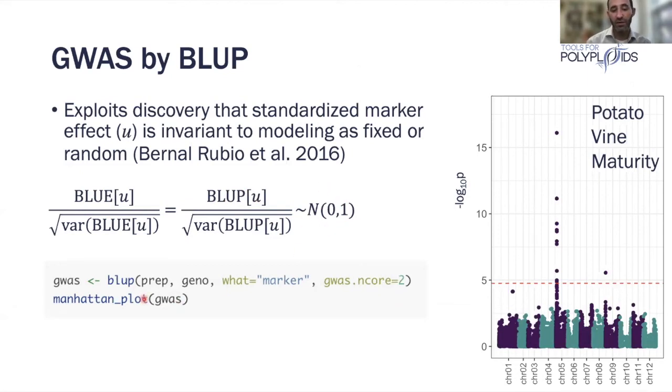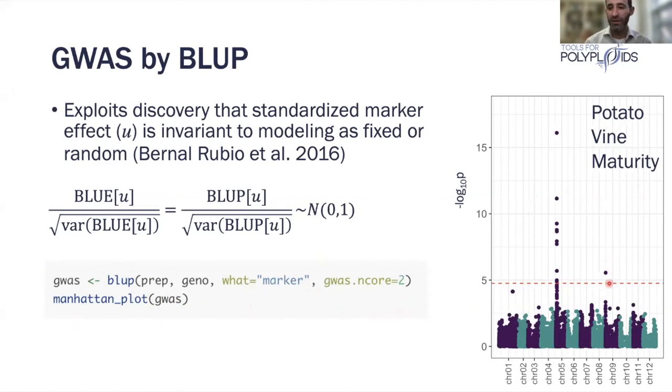The way this is done in the package is you call the BLUB command, you say what equals marker, and then you can tell it how many cores you want to use. That's the indication that it should do this standard error calculation, which takes a bit more time than just computing the BLUBs of the marker effects themselves. And there's a function for making a Manhattan plot.